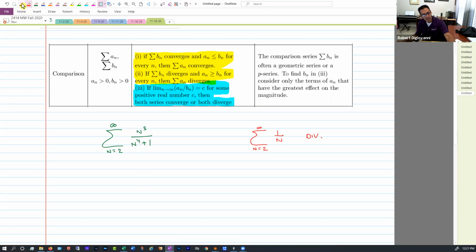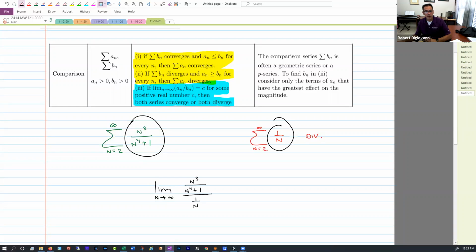So all you have to do now is take the limit as n goes to infinity of this sequence, that's a sub n, over the other one, 1 over n, and hope that that turns out to be a positive number. So I'm just going to do a little algebra here. I'm going to flip this n on the bottom up. It's going to join that one, so it's become n to the 4th over n to the 4th plus 1. And that's infinity over infinity.